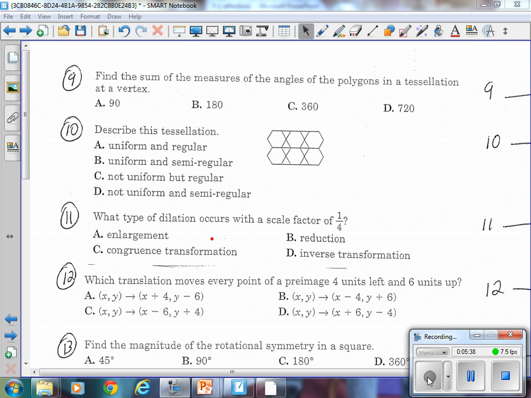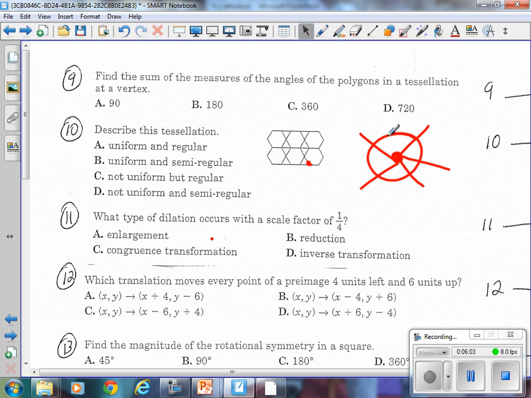Second page, find the sum of the measures of the angles of a polygon in a tessellation at a vertex. So all that's saying is, wherever you pick a vertex, what's the sum of all the angles? Well, any tessellation you're looking at, you have so many vertices that come together right there at that one point. The sum of them is always going to be 360 because it's always that full circle.